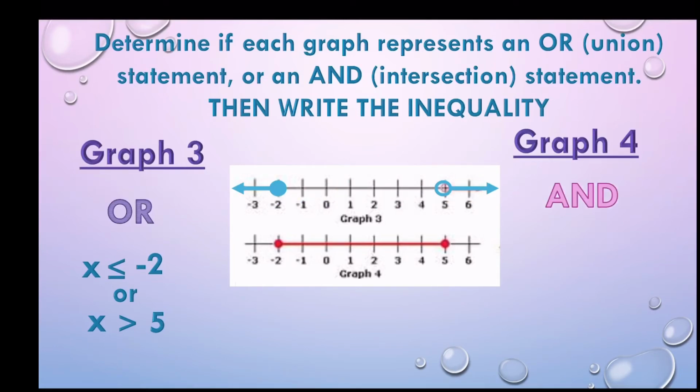Graph 4 was an and. Okay, and notice it's in between those 2 points. But it's a closed circle here at -2. So that is greater than or equal to. And then, and notice I said and, then I have a closed circle at 5, and then it was shaded to the left.